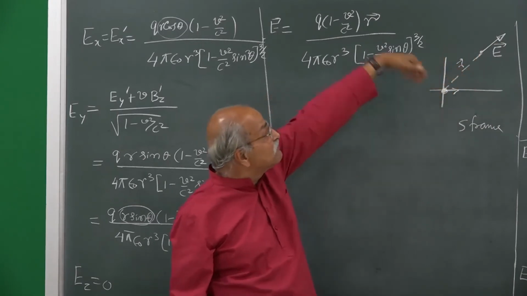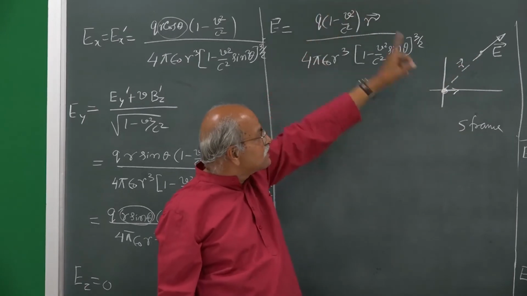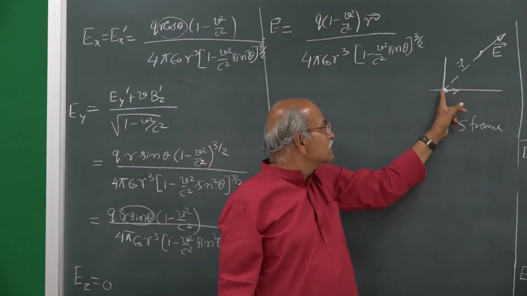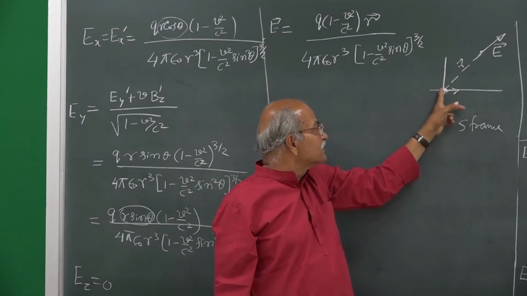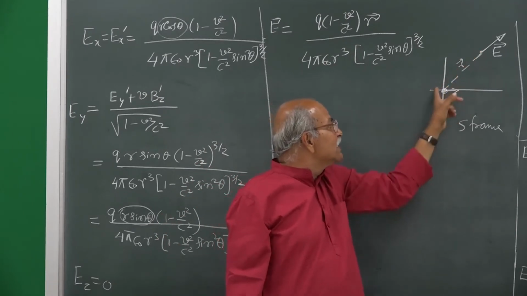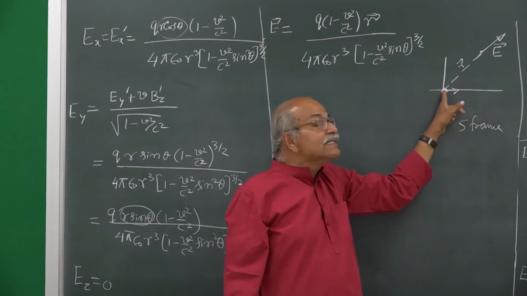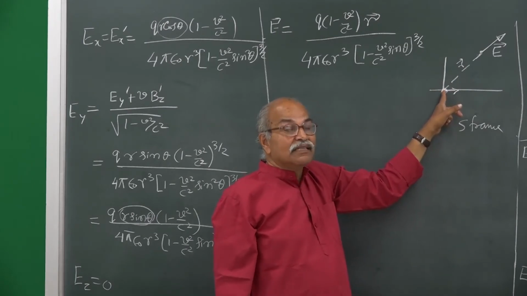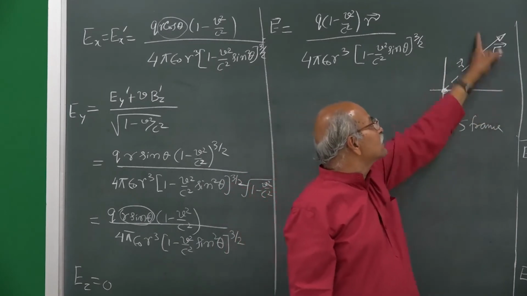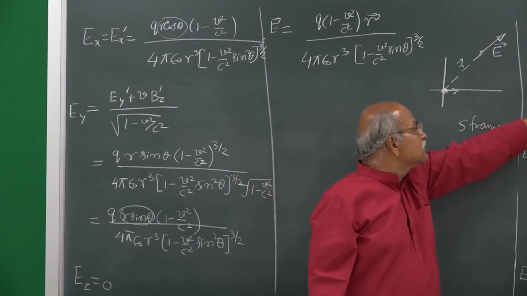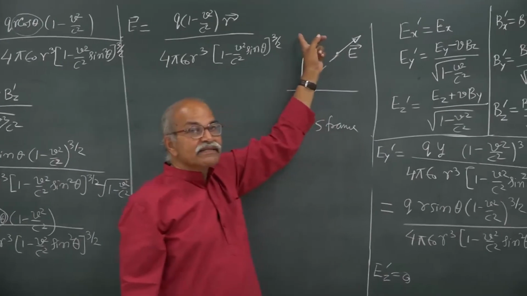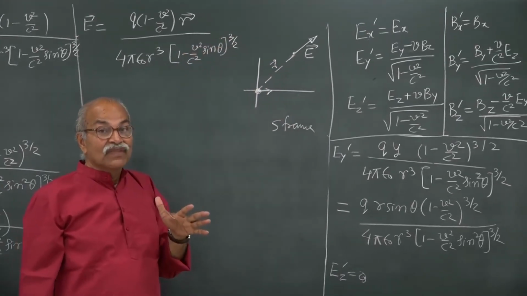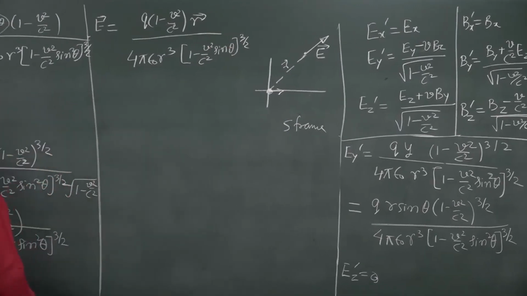This point may be far away, but still the field here at this instant, when the charge is crossing the origin, will be radial from the instantaneous position of the charged particle. If the particle is here, the electric field will be in this direction. If the charged particle is here, it will be in this direction. It is in a radial direction. And the magnitude you can work out.